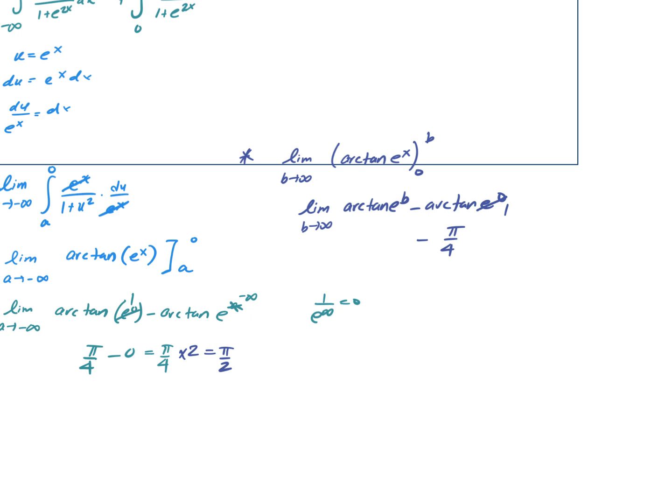So this is pi over 4 minus, you have to know your arctan graph. So e to the infinity is infinite. So I need arctan of infinity. We just spoke about that. That is pi over 2. So this becomes pi over 2 minus pi over 4, which is pi over 4. But remember, we're multiplying it by 2 to get pi over 2.